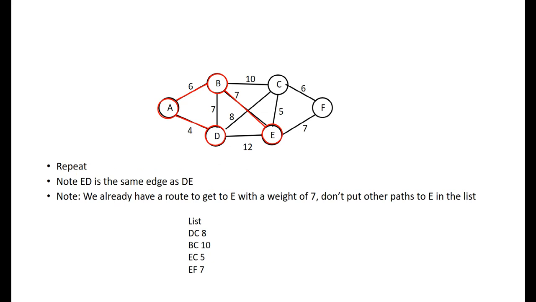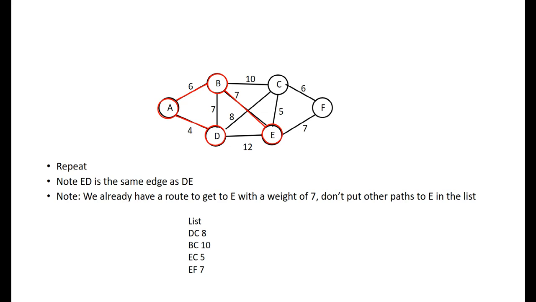Now we do a repeat to get our edges. We added E, so we're going to ask what edges can we add because we can get to E. Now E to D is the same as D to E, so we're not going to add it in again, okay? And we already have a route to get to E with a weight of 7, so we don't want to put other paths to E on the list. So we get the following.